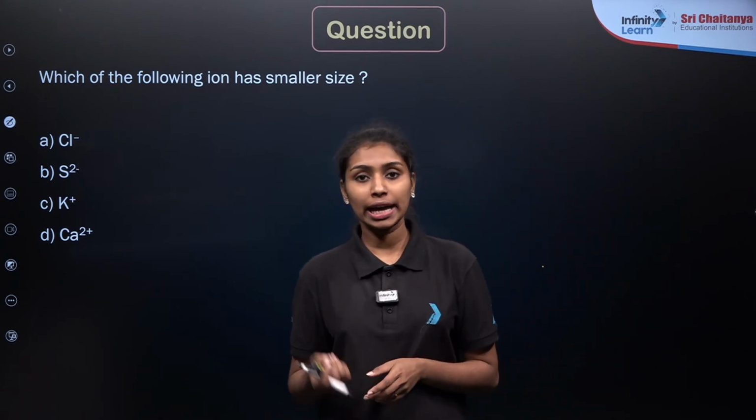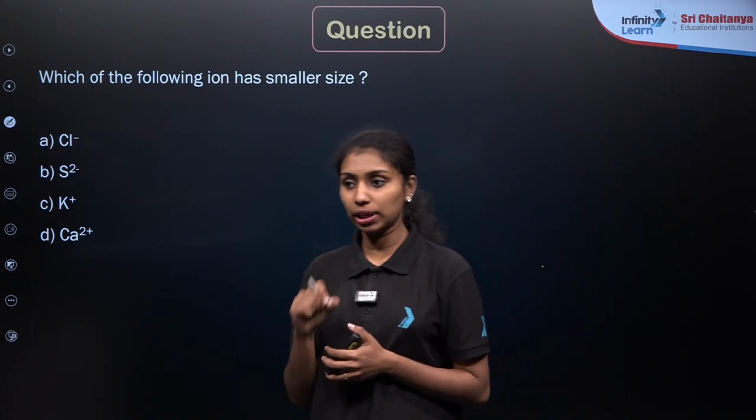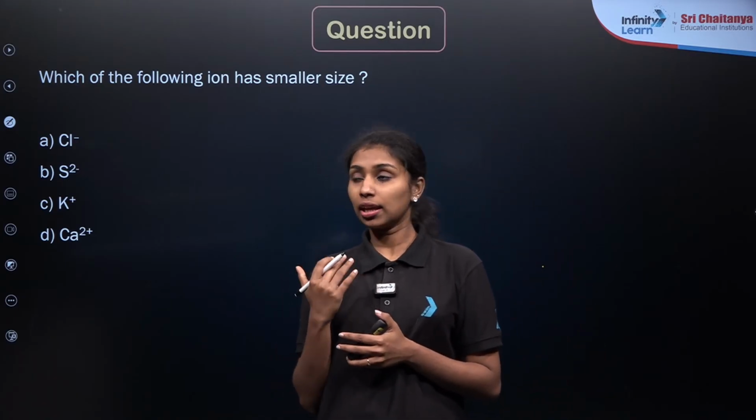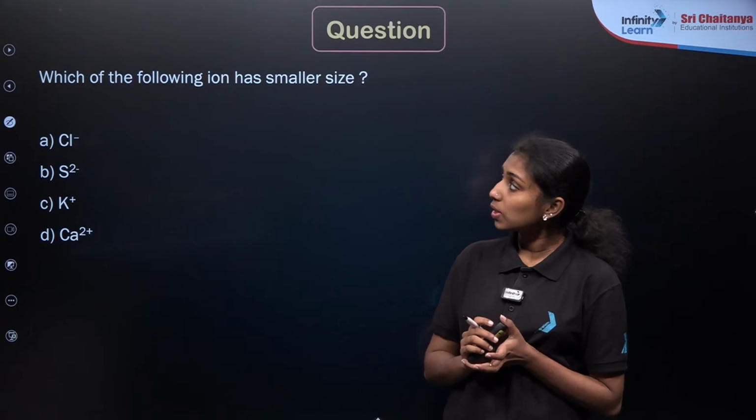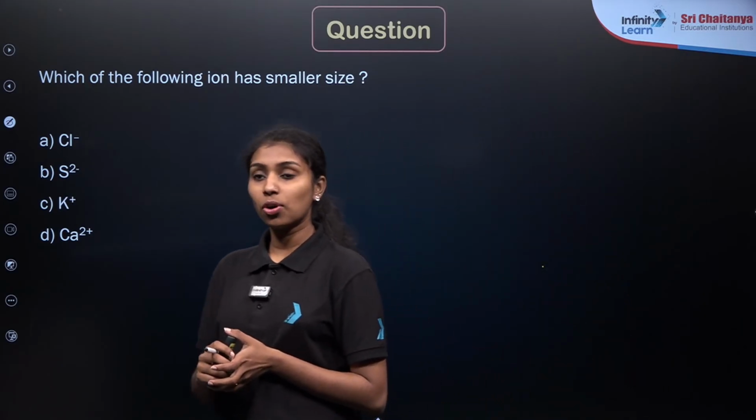So while discussing the atomic radii, we have seen the ionic radii also. There will be cationic radii as well as anionic radii, right? So based on that idea, you need to answer this question. Which one of the following has the smallest size or smallest ionic radii?